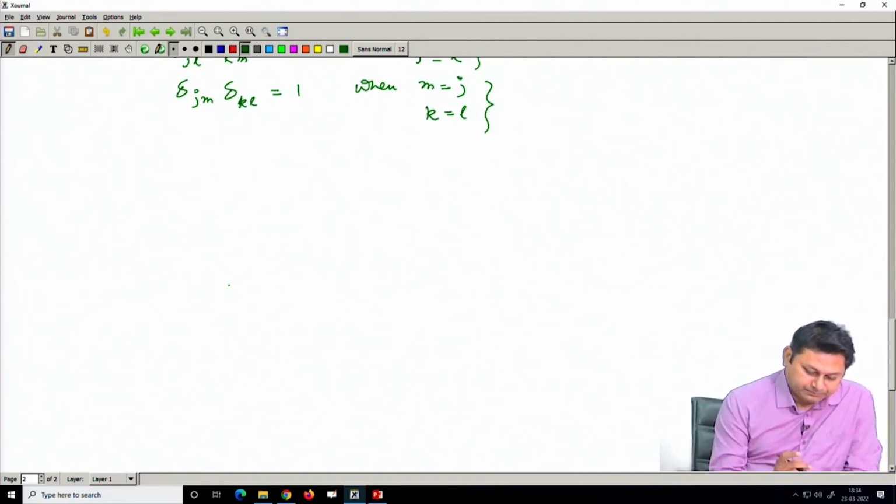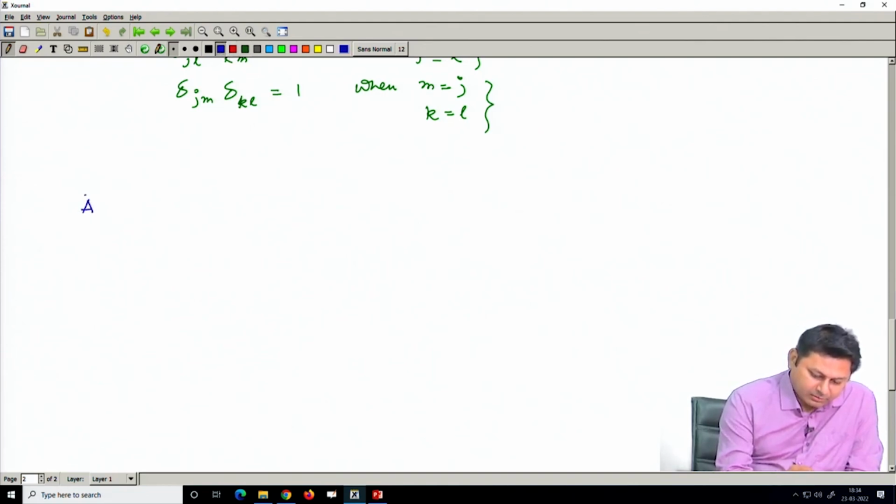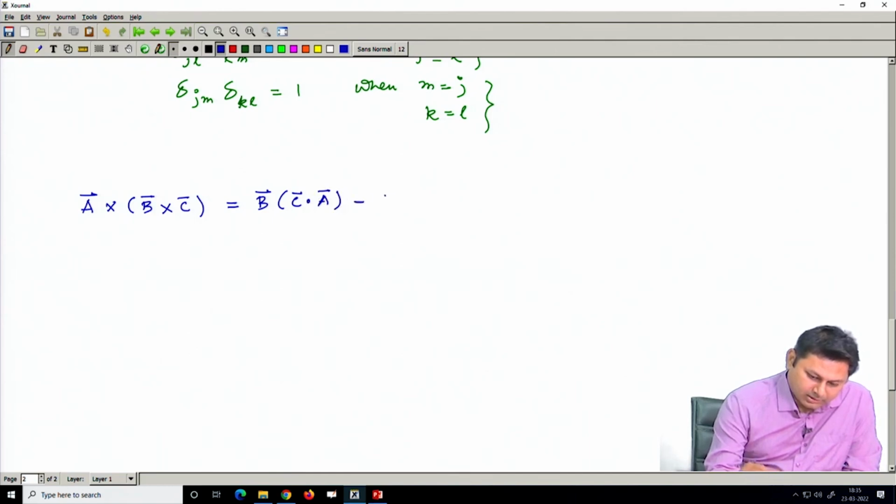So, I am having A cross B cross C, and I need to show in the right hand side that it is B (C dot A) minus C (A dot B).